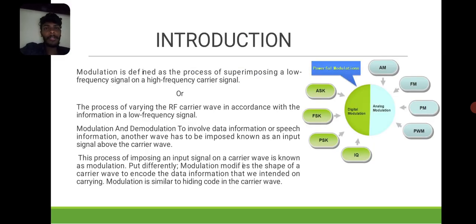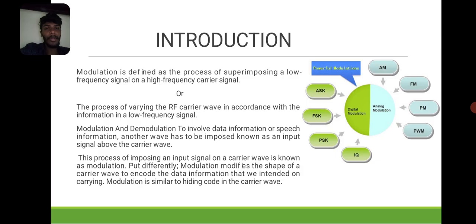Introduction. Modulation is defined as the process of superimposing a low frequency signal on a high frequency carrier signal. The process of varying the RF carrier wave in accordance with the information in a low frequency signal. Modulation and demodulation involve data information or speech information. Another wave, known as the input signal, has to be imposed above the carrier wave. This process of imposing an input signal on a carrier wave is known as modulation.